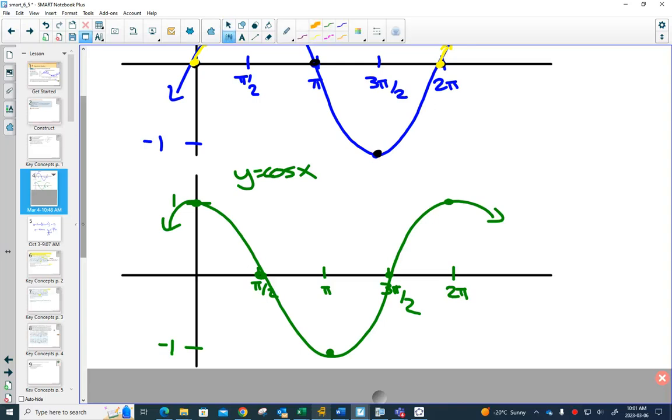Again, remember on your unit circle, cos is your x-coordinate. So at 0, your x-coordinate is 1. At pi over 2, it's 0. At pi, your x-coordinate is -1. At 3 pi over 2, it's 0. And at 2 pi, it's back to 1 again.